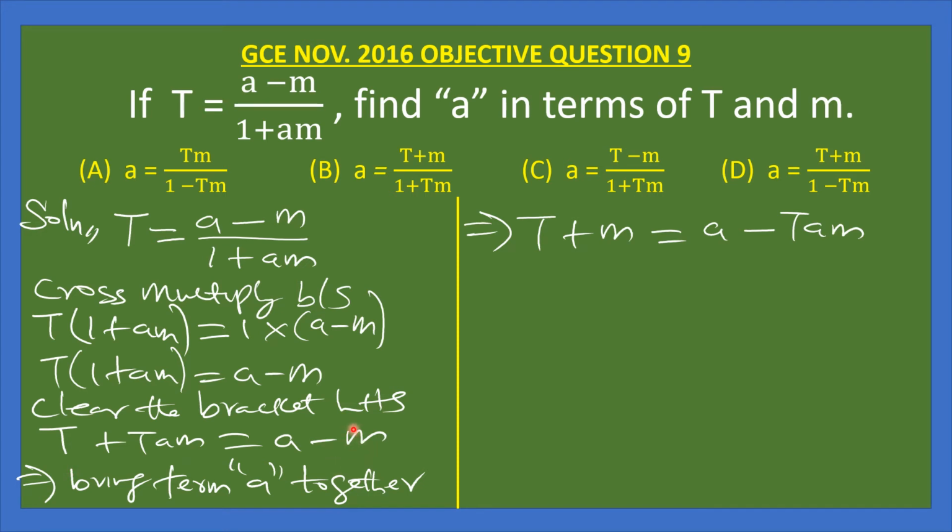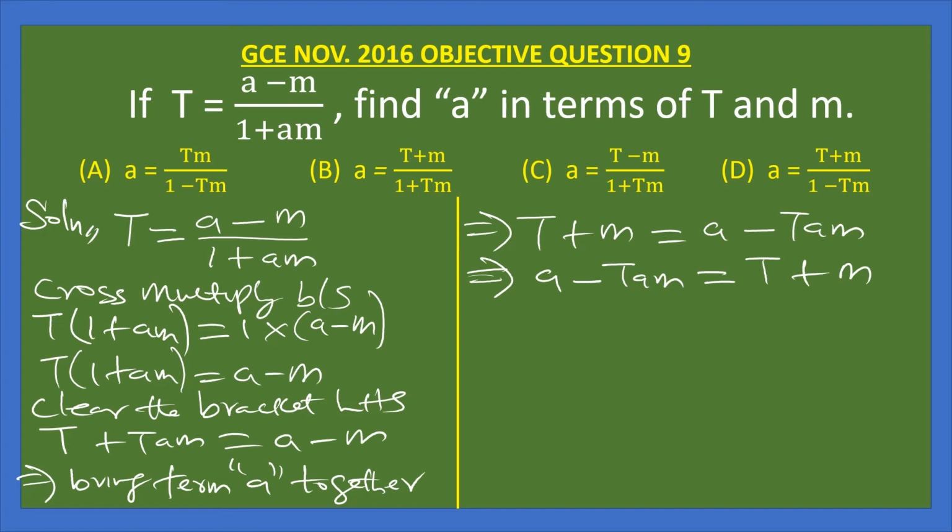So as it crosses over this side, it becomes what? Positive. Here the TAM is positive. As it crosses over this equality sign, it becomes what? Negative. Okay, so let's proceed. This also can be rewritten as A minus TAM as equal to T plus M. We have not changed anything. It's still the same thing.